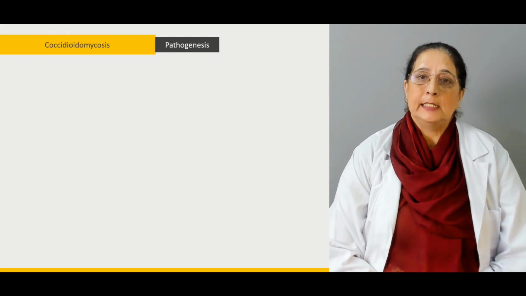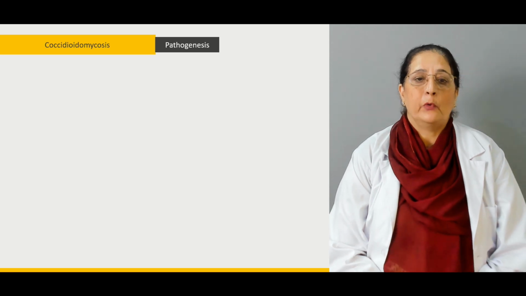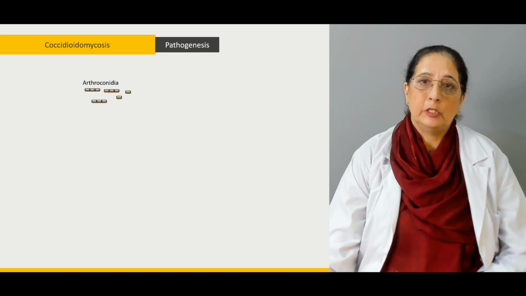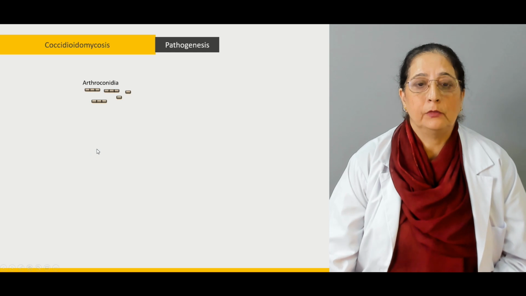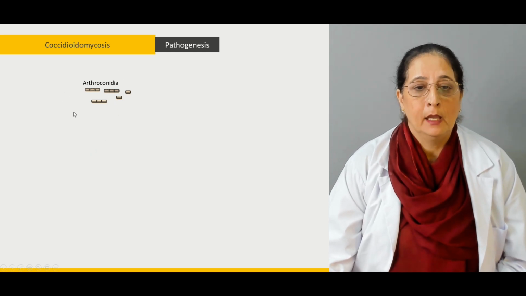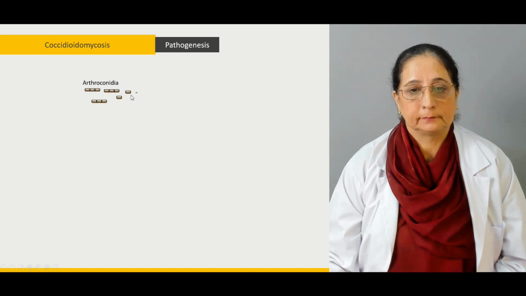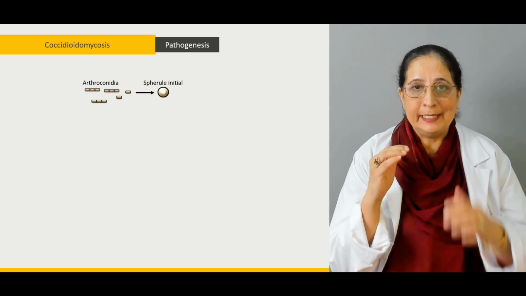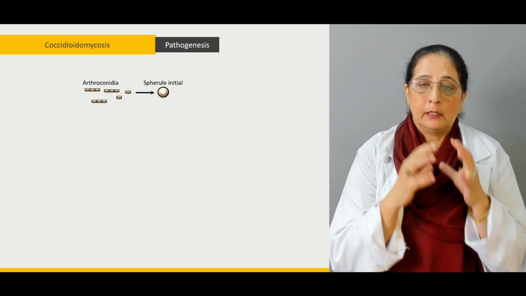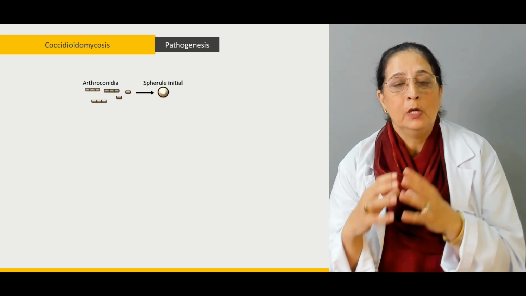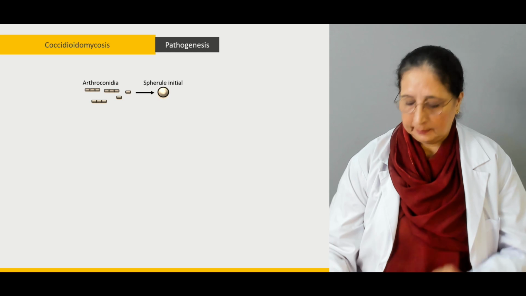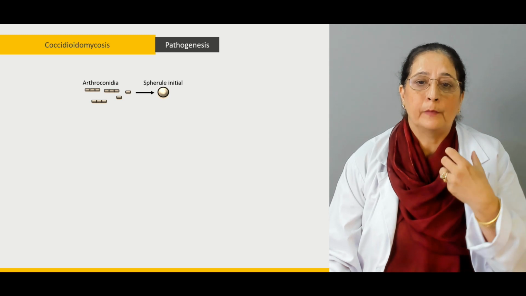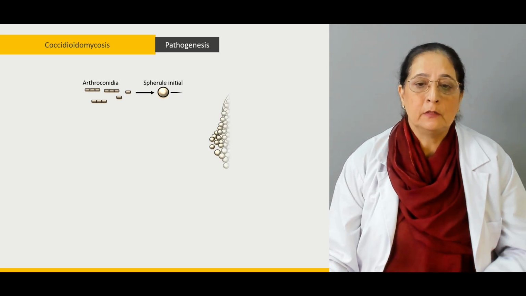Then the pathogenesis of coccidioidomycosis. The pathogenesis is, again, as we saw in the previous slide, we have arthroconidia. Then there is spherule formation. This is the initial spherule, the first spherule. Arthroconidia are converted into initial spherules. The term spherule comes from sphere, which is the round form. So the initial spherule is formed.